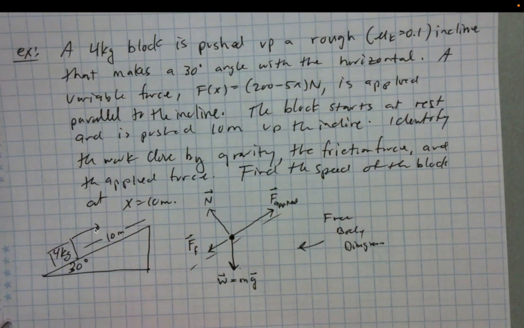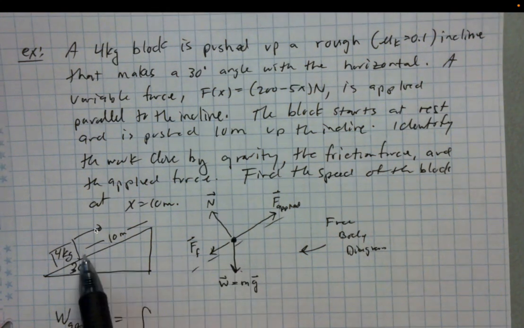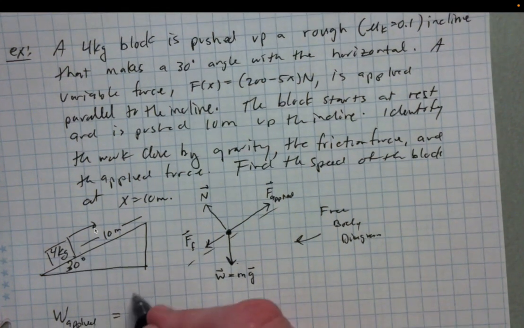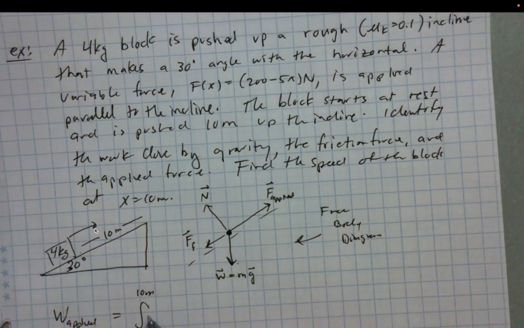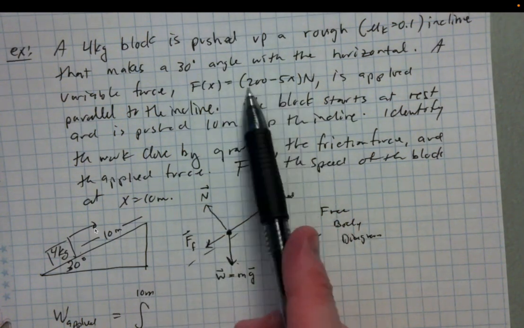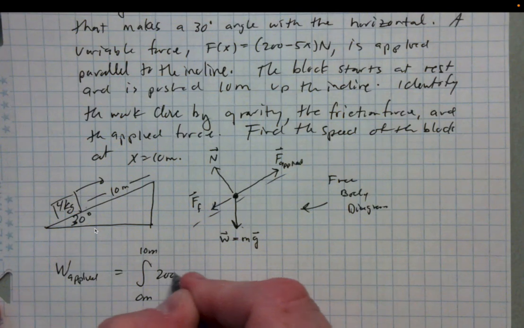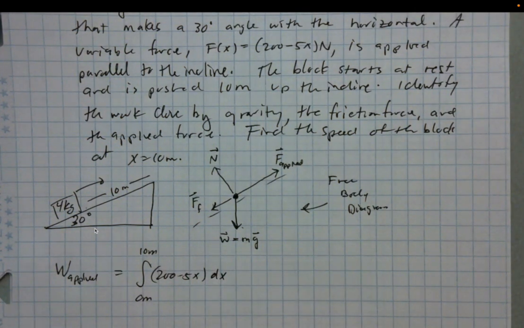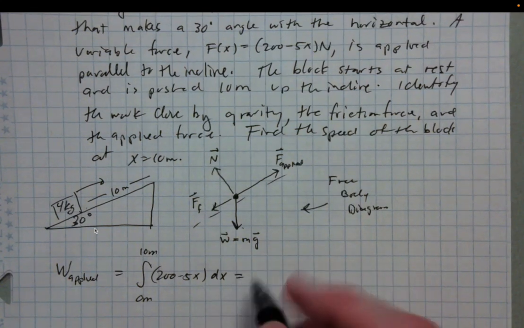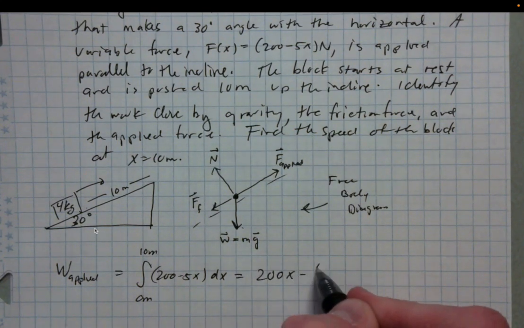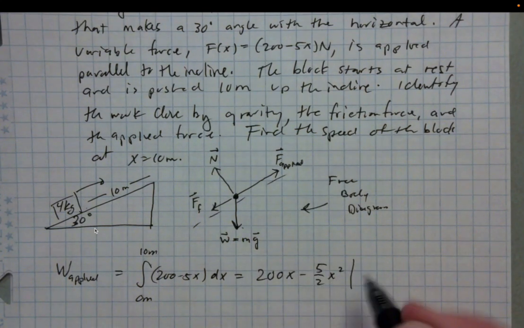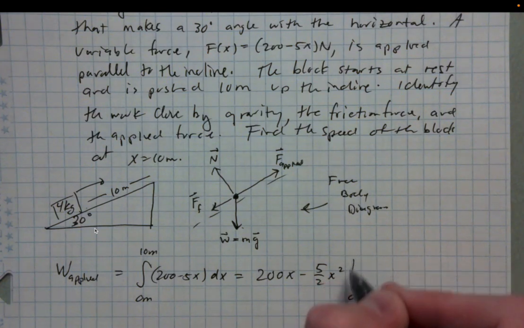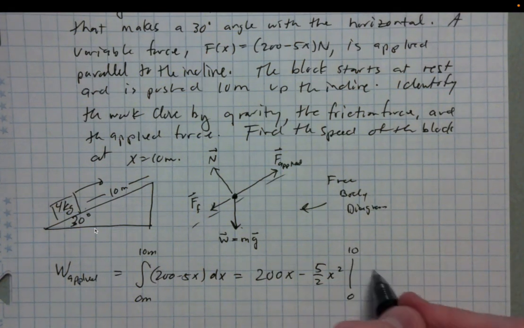So the work done by the applied force is equal to an integral over the displacement from 0 to 10 meters. And the function that we're given is 200 minus 5x. And then we're going to integrate with respect to x. So this is 200x minus 5 halves x squared. That's what that integral is. And then we evaluate it from 0 up to 10.